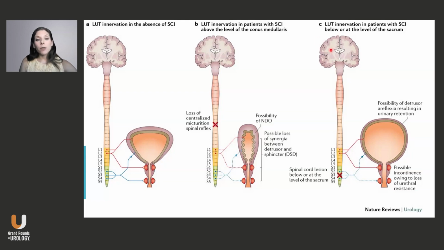In this diagram on the right, these lower lesions distal to the spinal cord are more likely to have low bladder pressures. You maintain that sympathetic outflow, but then we lose a little bit of the parasympathetic outflow and the somatic function of the urethra. So these patients are more likely to have low storage pressures, but also areflexia, resulting in urinary retention or incomplete bladder emptying, and possible incontinence owing to loss of that urethral resistance.